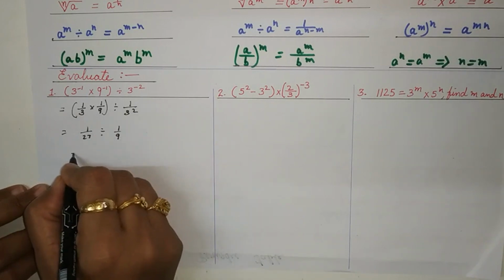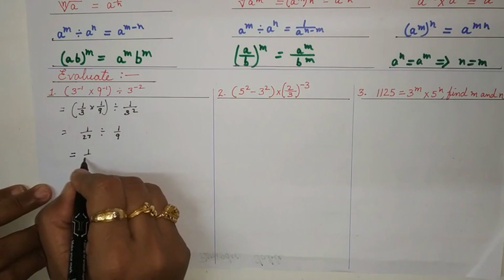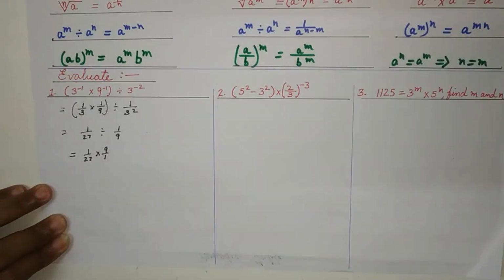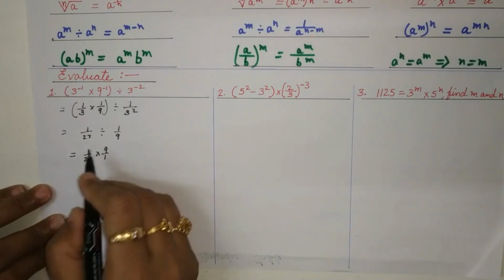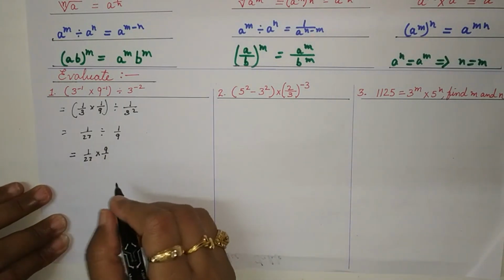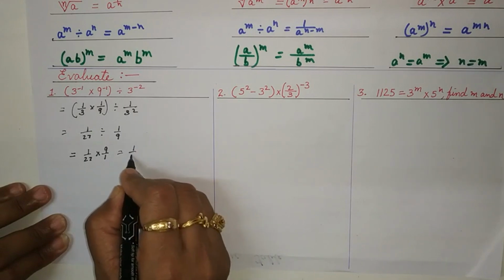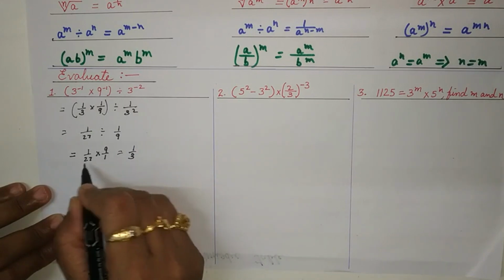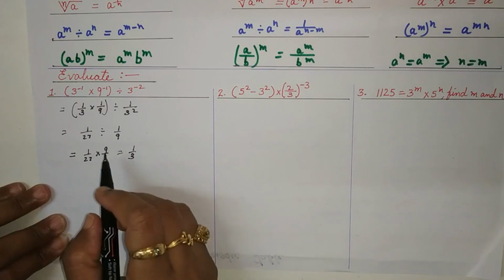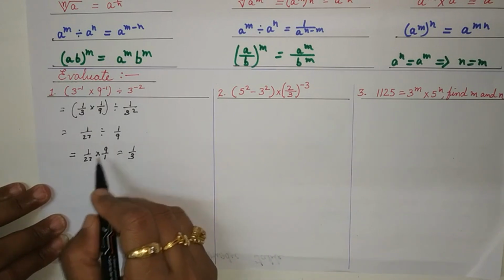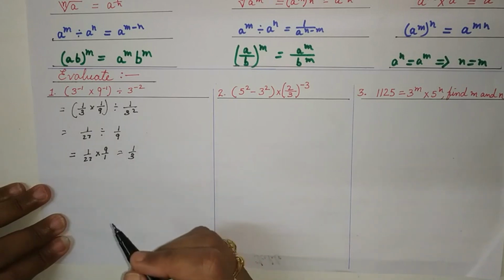We have 1 by 27 into 9 by 1. In the previous video, I taught you division of rational numbers. So now when you cancel it, you get 1 by 3 because 9 3s are 27. I had taught you cancelling with a pencil. So with a pencil, cancel 9 as 1, 27 as 3, which is equal to 1 by 3.